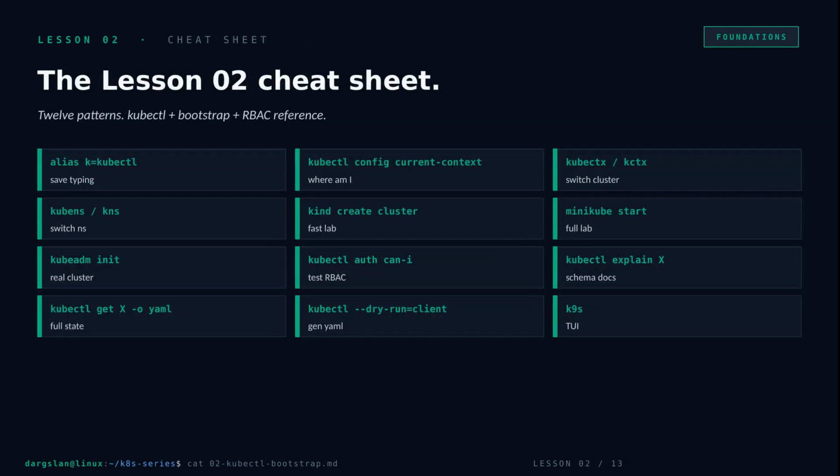Here's the whole lesson on one page. 12 patterns, grouped by the 4 mental models we've been circling. Alias, kubens, and kubectx live under switch. Kind, minikube, and kubeadm init are your bootstrap options, from fast lab to real cluster. Current-context, get -o yaml, explain, and k9s cover observe. And auth can-i plus dry-run are your gate checks before anything touches the API server. Screenshot it, pin it, and let the muscle memory build.